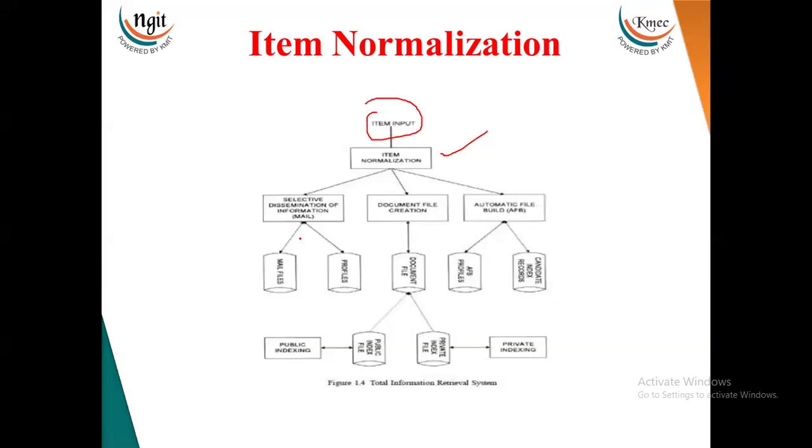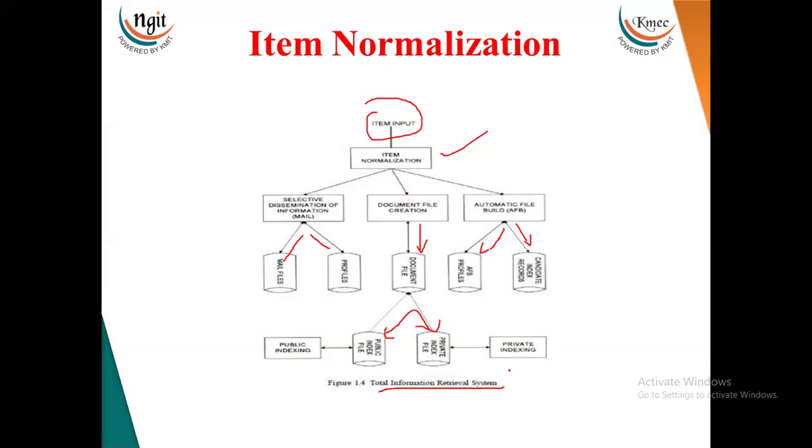In this part, you will get only mail files and profiles. In this part, you will get all the documents. In this part, you will get all the AFP profiles and candidate indexed records. Then this is again divided into public index file and private index file. So this is the complete scenario of your IRS.